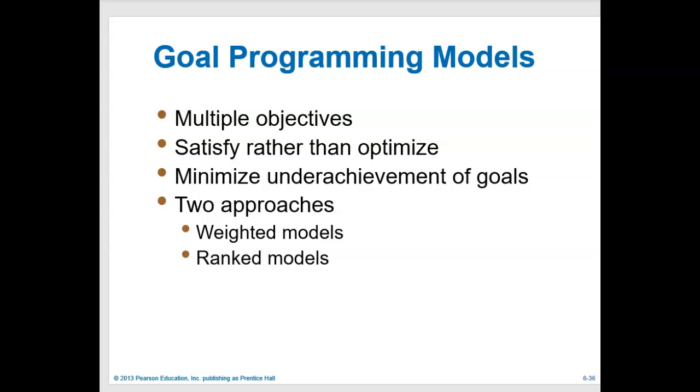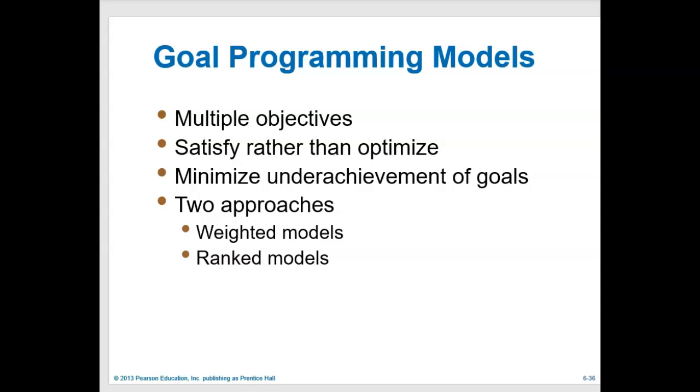Like I mentioned earlier, in the GP model, we have to prioritize or rank the multiple objectives or goals that we're going for. And there are two approaches of prioritizing your goals.